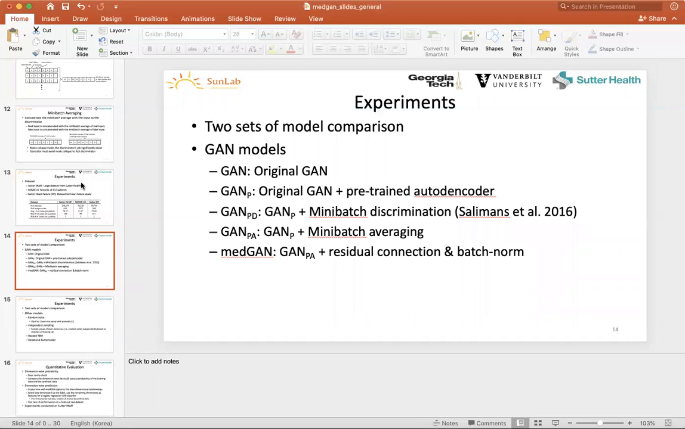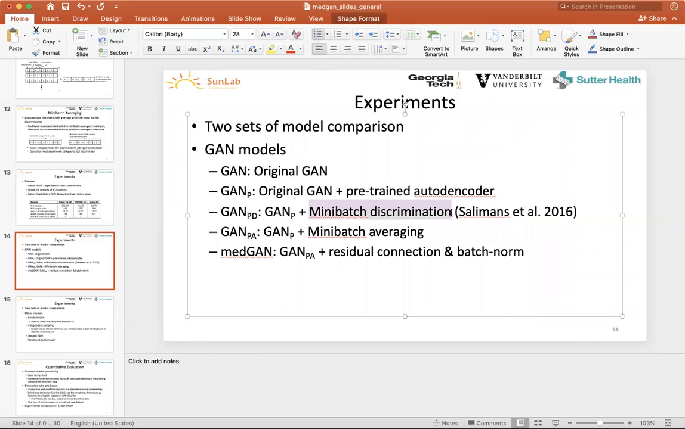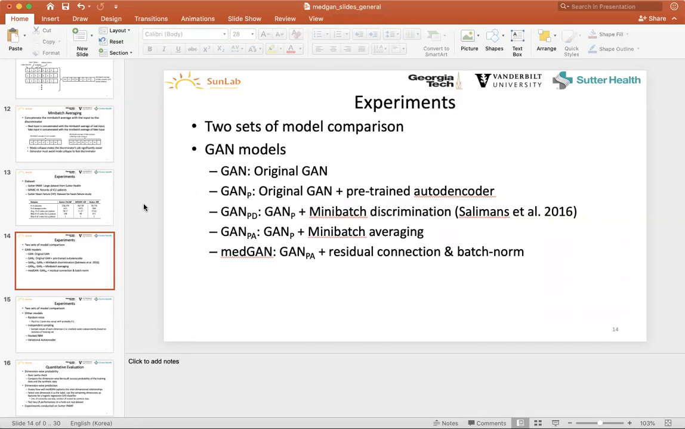These days it's called ablation studies. With the same architecture, I just add more functionalities to the basic GAN. I add the pre-trained autoencoder. Then I add the mini batch averaging, and then I add the residual connection and batch norm to the generator. Oh, here it is, mini batch discrimination. Mini batch discrimination is a technique proposed for generating diverse images by Tim Salimans. That was the first technique introduced in the image domain for GANs.